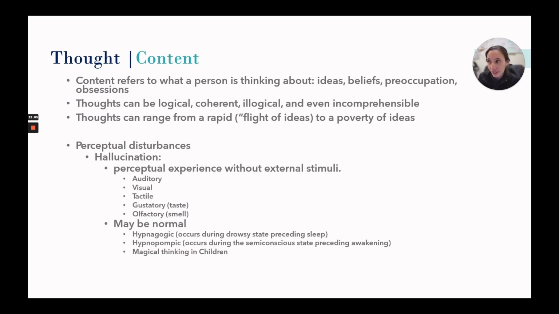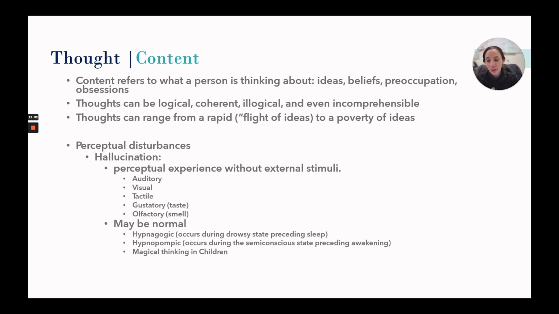So thought content refers to what a person is thinking about, their ideas, beliefs, preoccupations, and obsessions. Thought can be logical, coherent, illogical, and even incomprehensible. Thoughts can range from a rapid flight of ideas to a poverty of ideas. So we also have perceptual disturbances in our thought content.